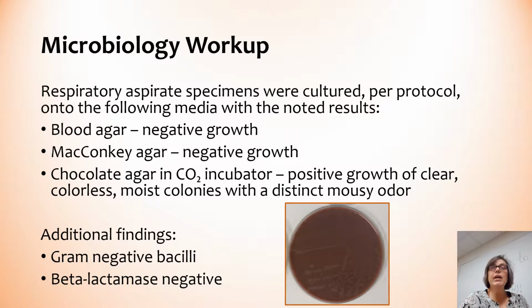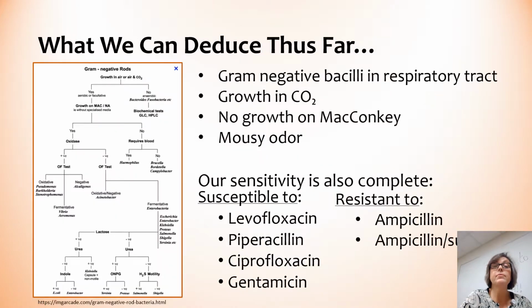I put it on blood agar, MacConkey, and chocolate in a CO2 incubator. The blood agar had no growth, the MacConkey had no growth, but the chocolate agar did have growth, and it was a clear, colorless, moist colony with a distinct bleachy odor. We also did a gram stain, which showed gram-negative bacilli, and a beta-lactamase, which was negative.